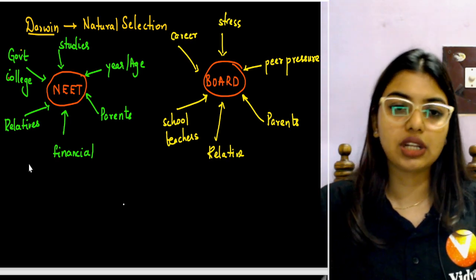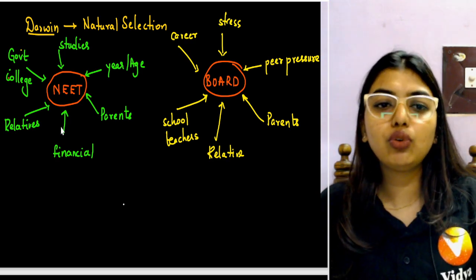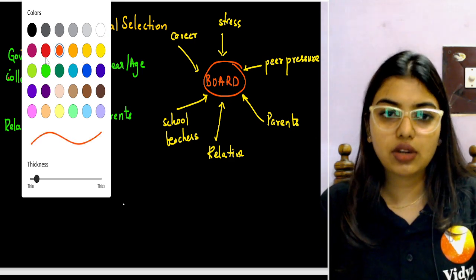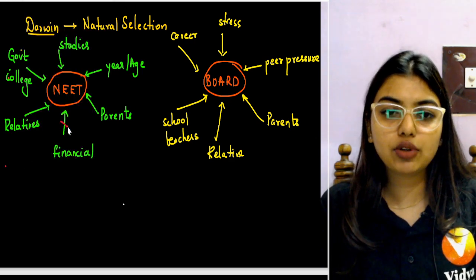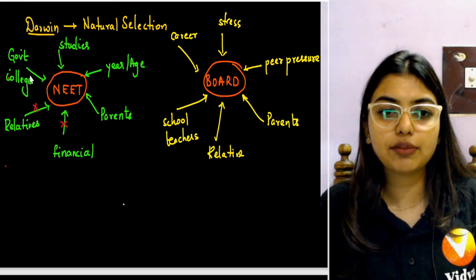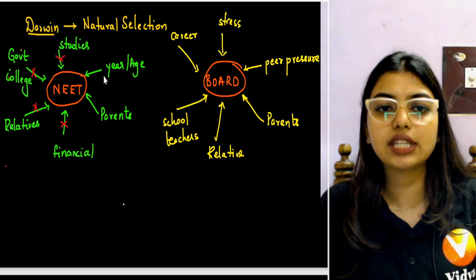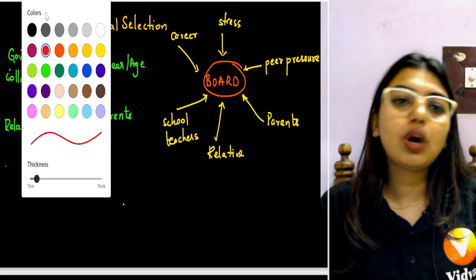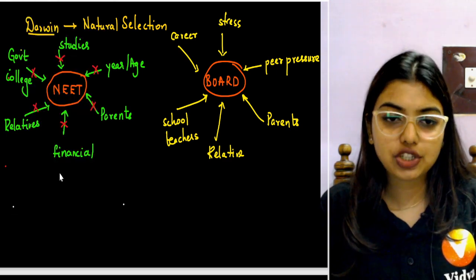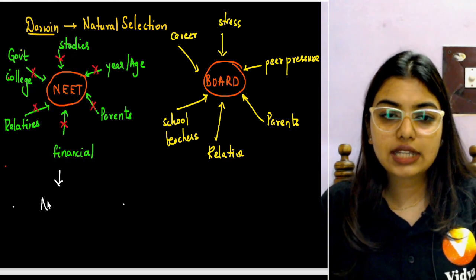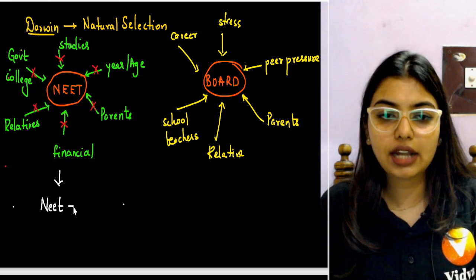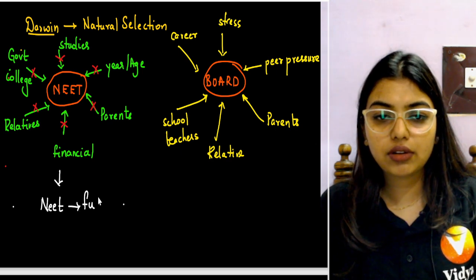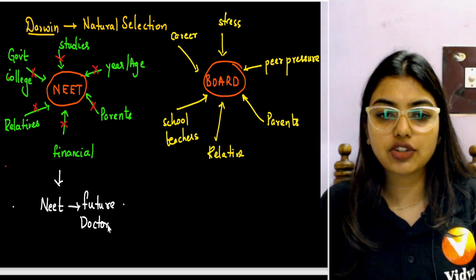Students, if you are able to withstand all of this, being a NEET aspirant, you are able to withstand financial pressure, relative pressure, government college seats, studies, your age, parents, all of this, then you are naturally selected by nature. That means you are selected to be a NEET aspirant and a future doctor. This is the general idea of natural selection.